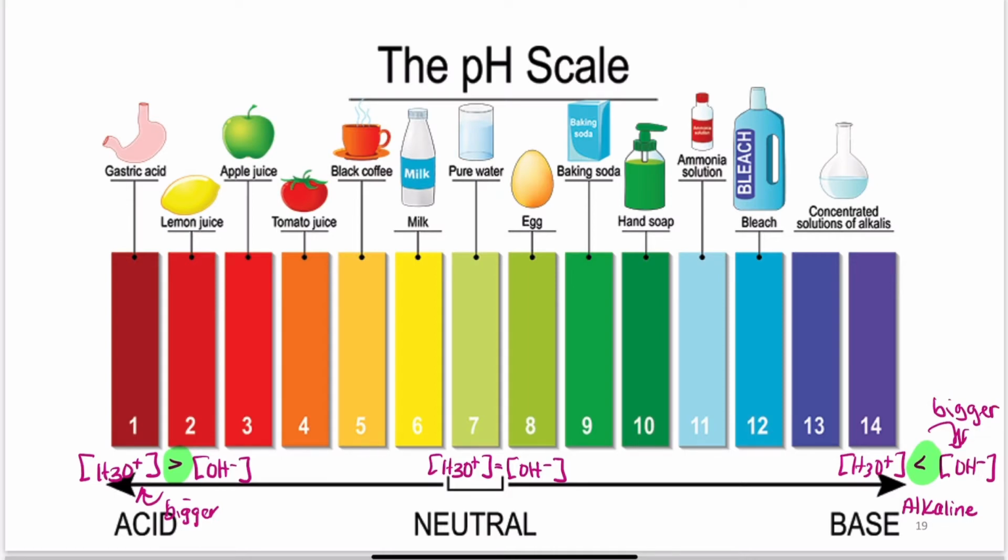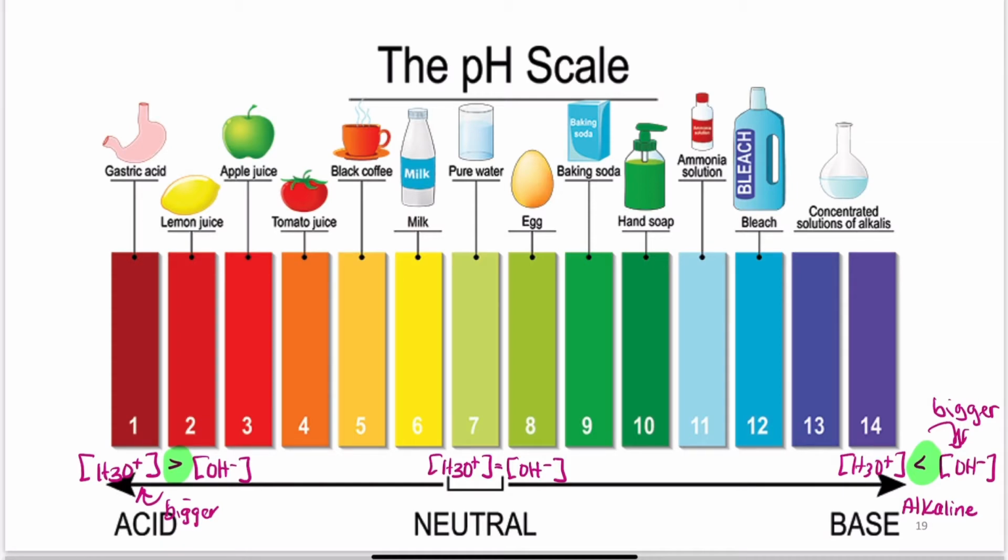But you can see some common things we have in our everyday life. Your stomach, pH of 1. It's got to digest everything. Lemon juice, about pH of 2. Apple juice, 3. Tomato juice, 4. Black coffee, 5. Milk is actually slightly acidic, but pretty close to neutral. Pure water, pH of 7.